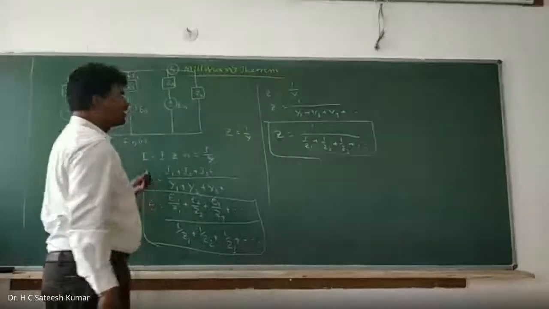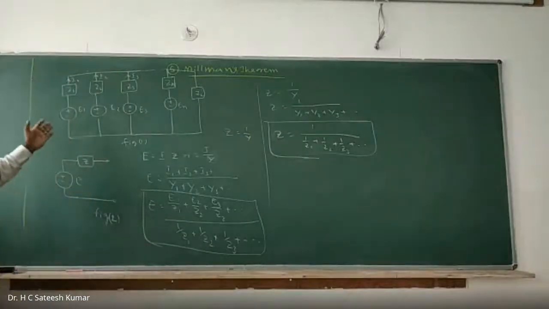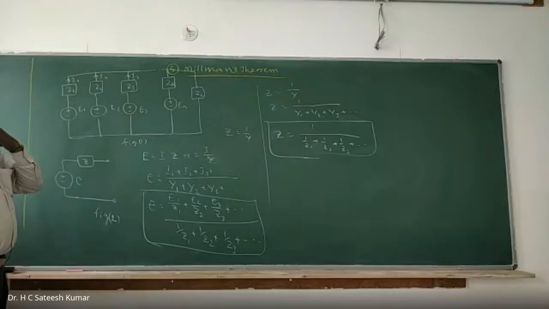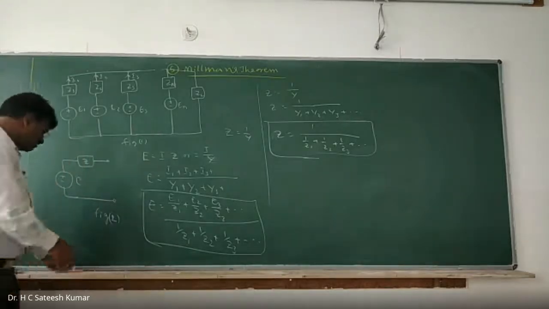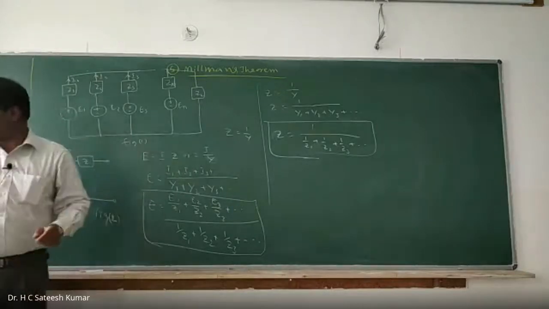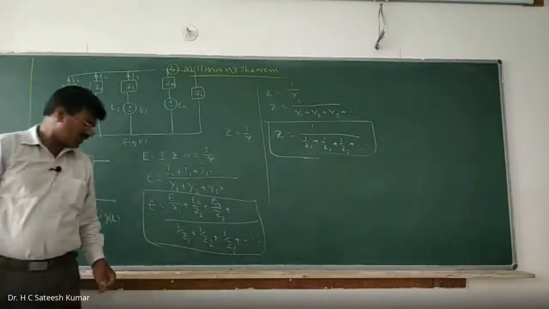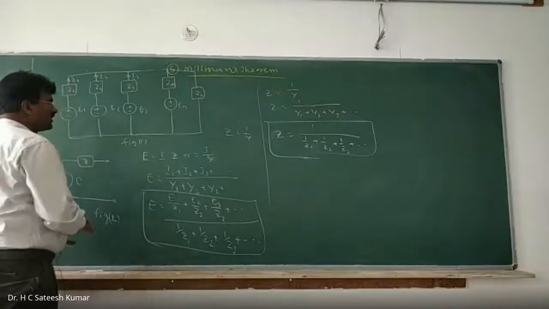So this is the statement of the theorem. Whenever we have a number of sources E1, E2, E3, and so on to En with their internal impedances Z1, Z2, Z3, and so on to Zn, all of them connected in parallel, they can be replaced by a voltage source E in series with an impedance Z. Only when all of them are parallel can we do this, right? If that's all the statement, we can go for a proof. A simple proof is there for this.